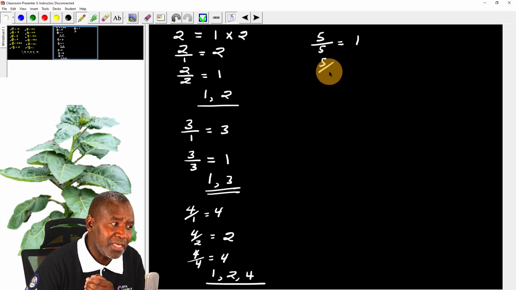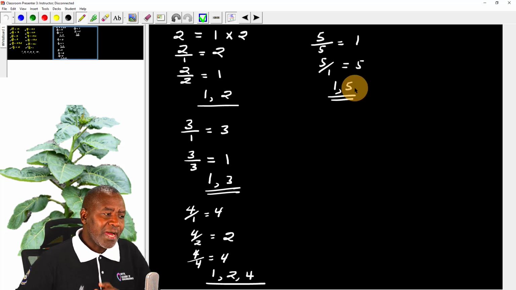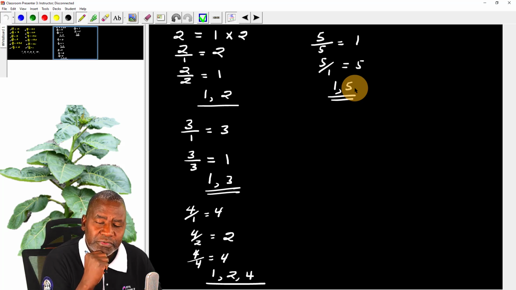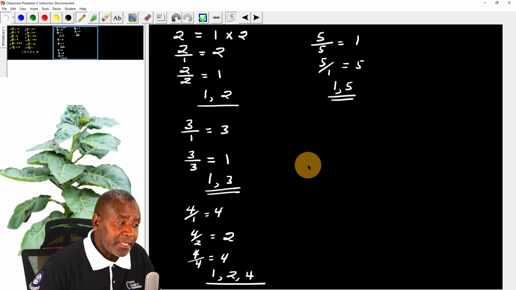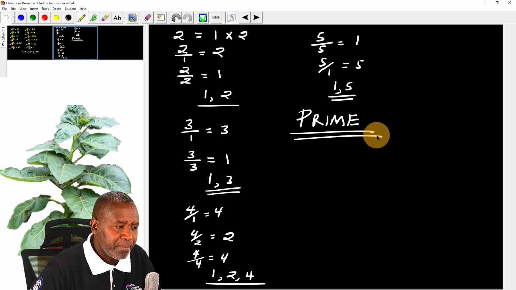So the next number is 5. So when I divide 5 by 1, of course, I ought to have started by that one, I get 5. So the factors of number 5 are 1 and itself. Now, there are those numbers with only 2 factors. One of them is 1, the other one is itself. Those numbers with only 2 factors, 1 and itself, are referred to as prime numbers.